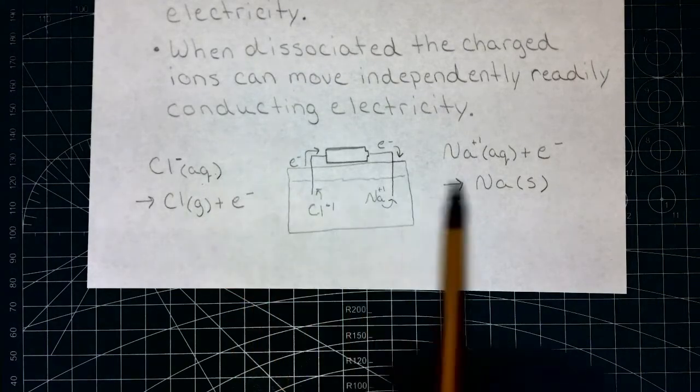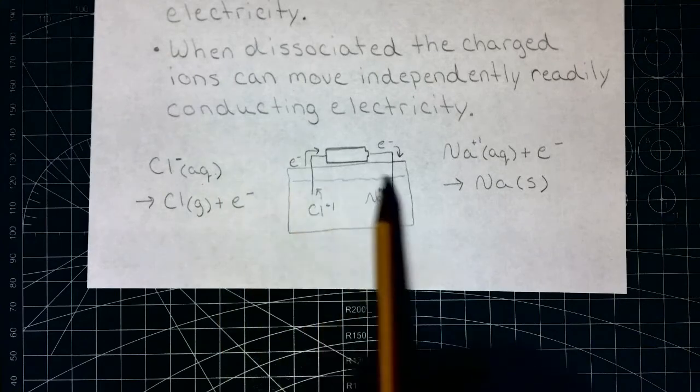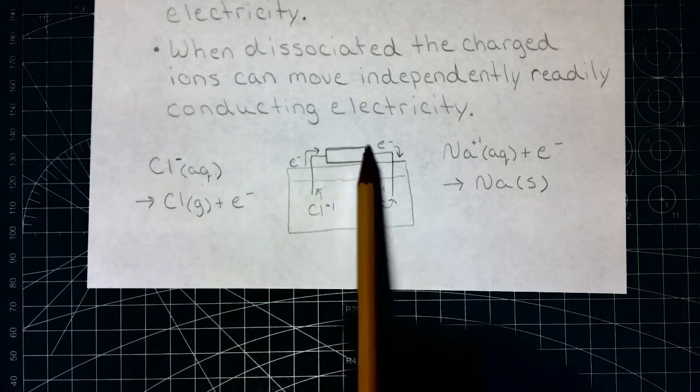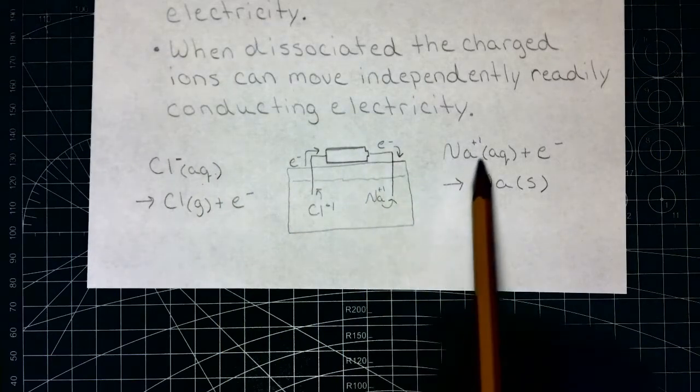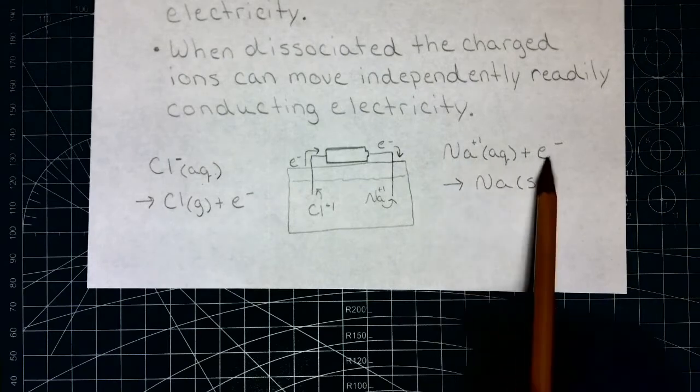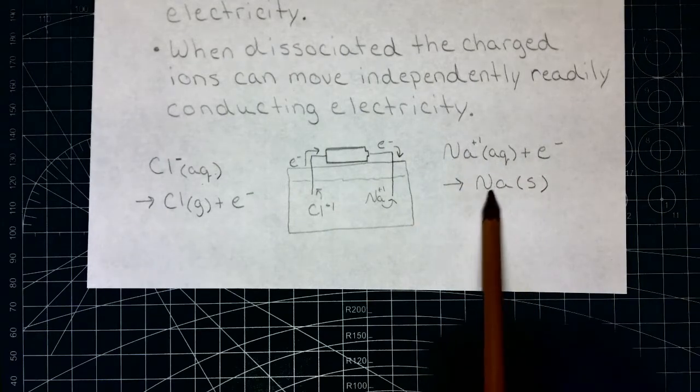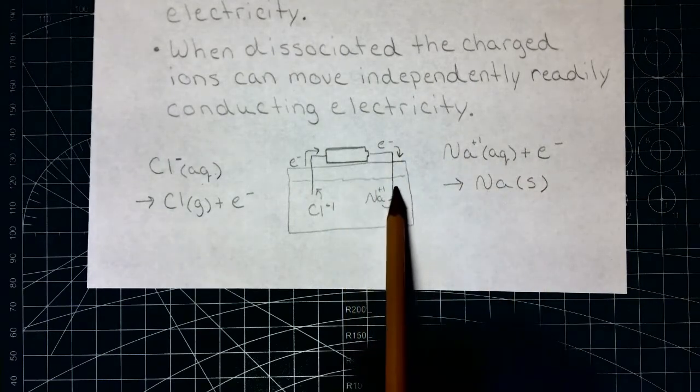And there's going to be two reactions that start to take place. So what happens is for every electron that goes out here, it's going to combine with one of the sodium ions, and it's going to form sodium metal. It's going to start to form on the tip here.